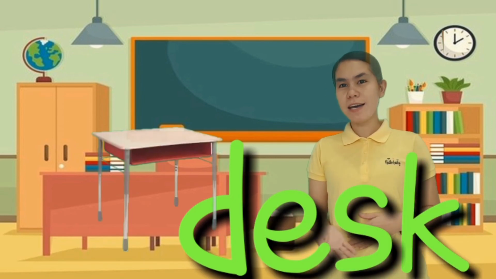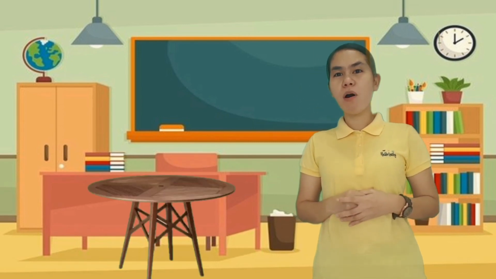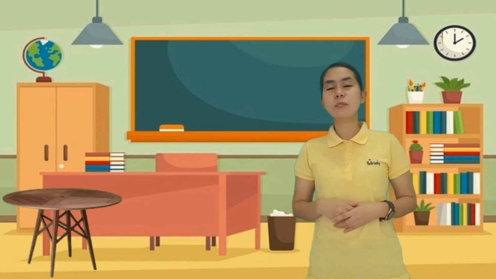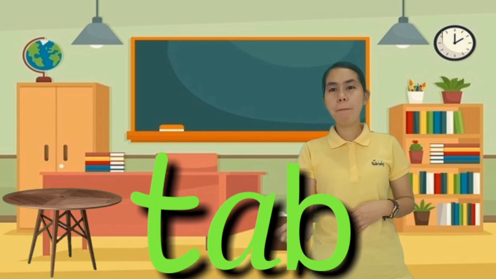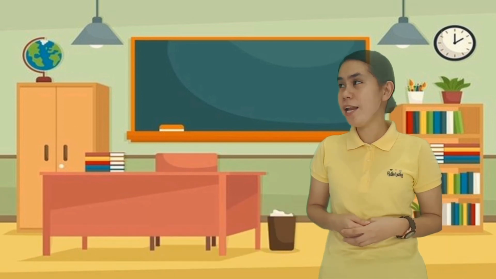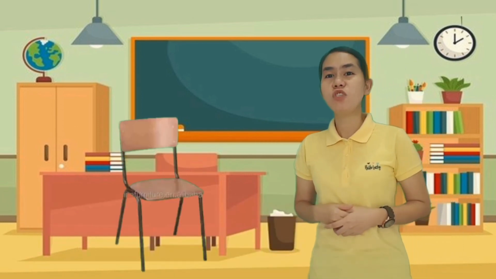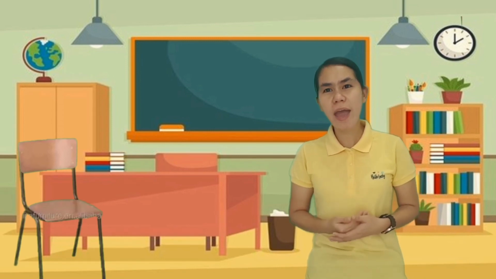D-E-S-K. Desk. Next one, this is what we call table. Again, table. Spell the word table. T-A-B-L-E. Table. Next one, this is what we call chair. Again, chair. Spell the word chair.